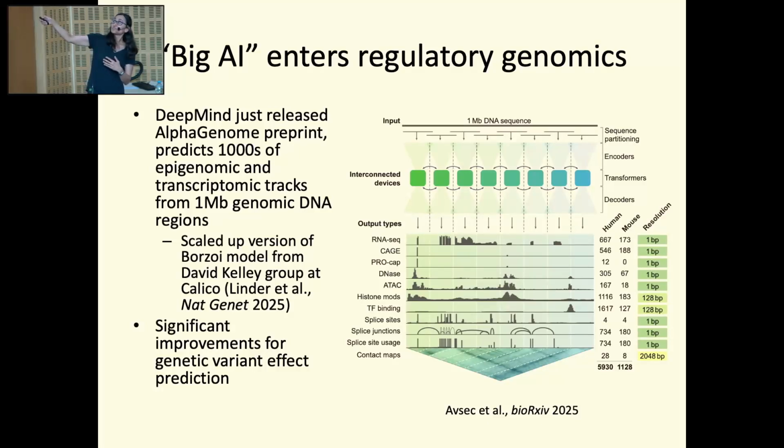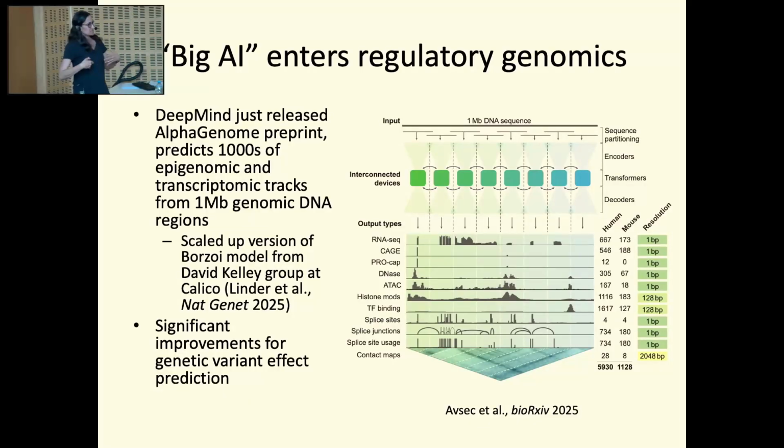ATAC-seq, so chromatin accessibility, but also gene expression measured by RNA-seq or CAGE, other kinds of epigenomic data or functional annotations, also contact maps from Hi-C. Okay, most of the prediction is at base pair resolution. Some of the assays are not at base pair resolution, and so they're 128 base pair or 2 kb.